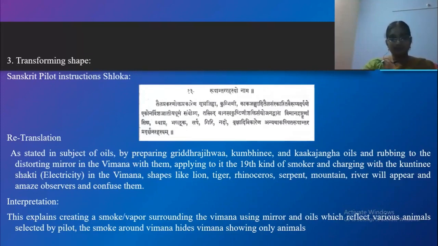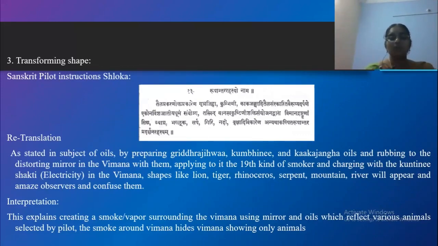So see how advanced the ancient Vimana is. It is going to completely appear like various types of animals and also like a mountain. So in Ramayana we can see there are some slokas which describe the Vimana as like a mountain. So we can understand how advanced they were. So this explains creating a smoke or vapor surrounding the Vimana using mirror and oils to reflect various animals selected by the pilots. See how advanced it is and how many options the pilot has.